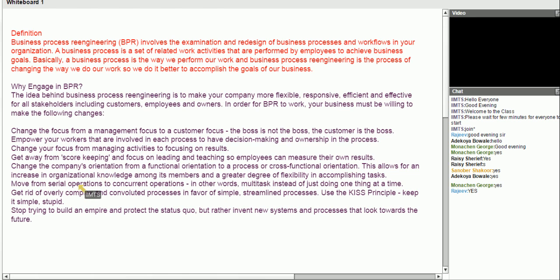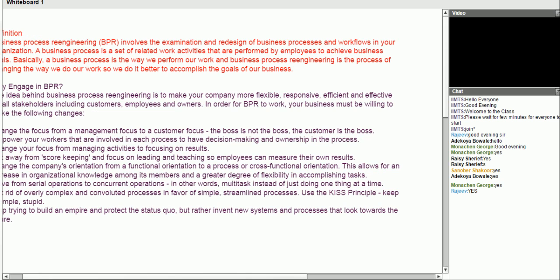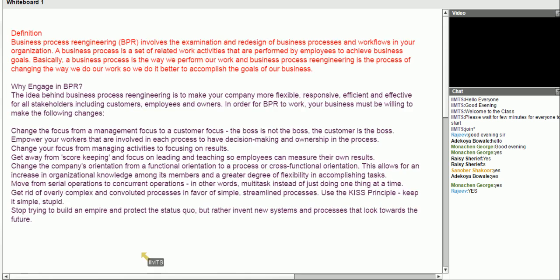Number five, change the company's orientation from a functional orientation to a process or cross-functional orientation. This allows for an increase in organizational knowledge among its members and a greater degree of flexibility in accomplishing the tasks. This was the fifth change that we need to make in the organization.